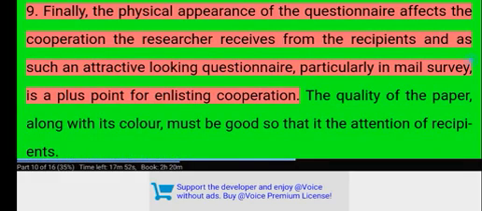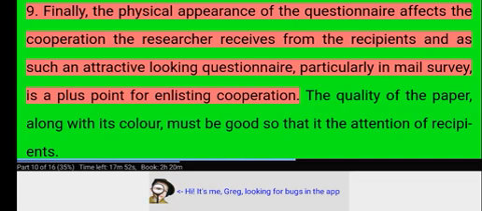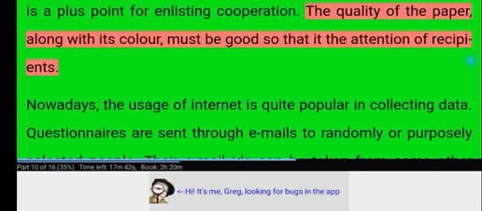9. Finally, the physical appearance of the questionnaire affects the cooperation the researcher receives from the recipients, and as such an attractive-looking questionnaire, particularly in a mail survey, is a plus point for enlisting cooperation. The quality of the paper, along with its color, must be good so that it attracts the attention of recipients.